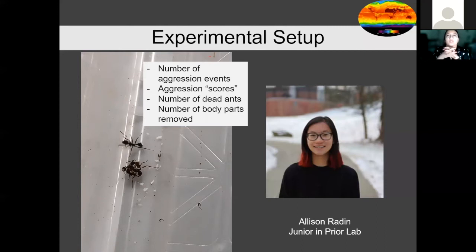So what that really means is, okay, a lower score would be if an ant sort of lunges at another ant. Whereas a fight like this, we call it a fight ball, would be a higher aggression score because that is more deadly. In addition to these scores, we also measured the number of dead ants at the conclusion of the interaction, and then the number of body parts that were removed. Sorry if this is a little graphic.